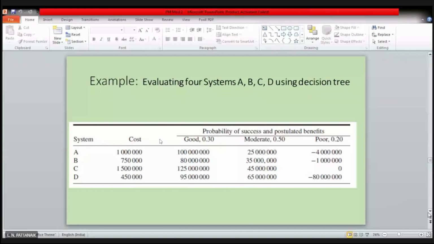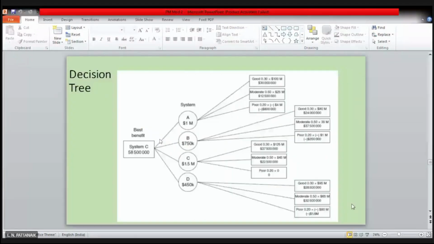Okay, so do you have any questions on this event tree and decision tree? Have you heard of decision tree earlier?